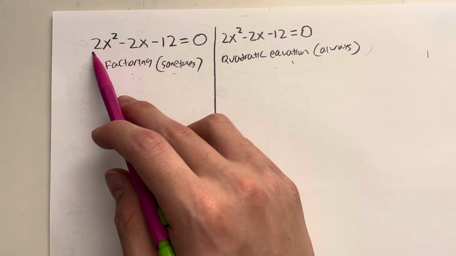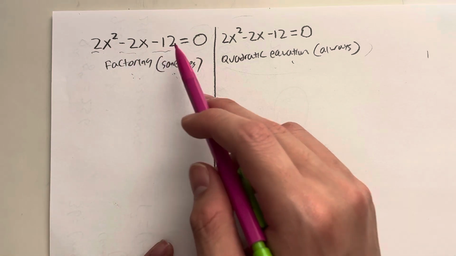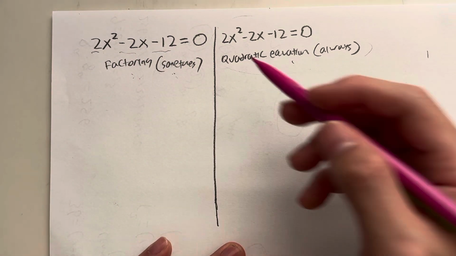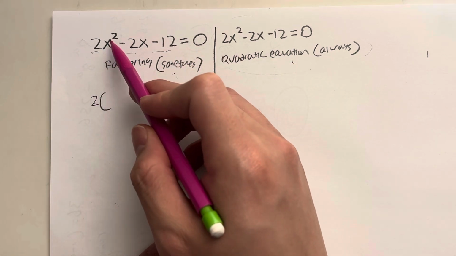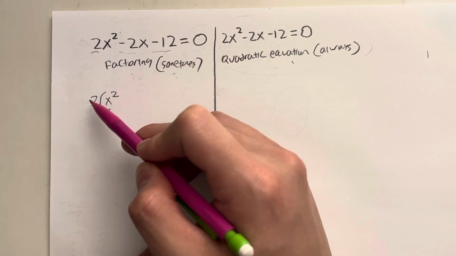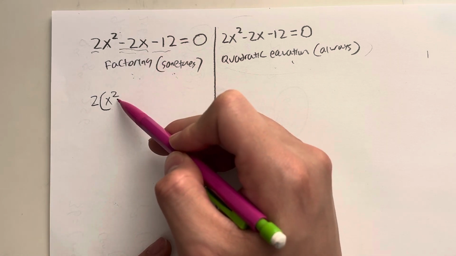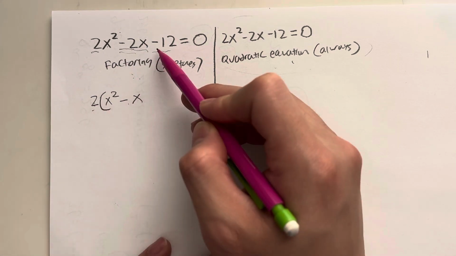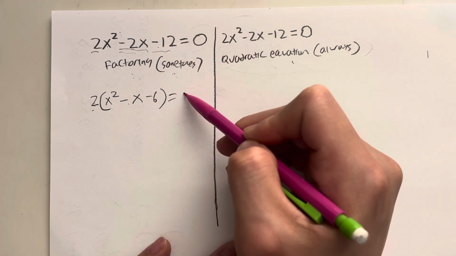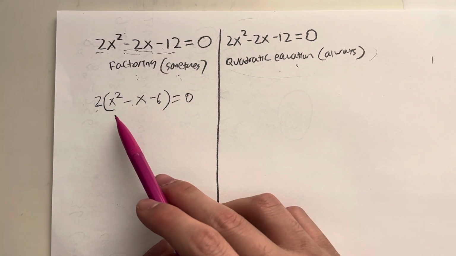First, I see that these 2, -2, and -12 are all divisible by 2. So I could factor out a 2 on this side. And 2 times what is 2x squared? That's going to be x squared. 2 times what is -2x? That's going to be -x. 2 times -x is -2x. And 2 times -6 is -12, equal to 0. Okay, so that's the first part, factor out a 2.